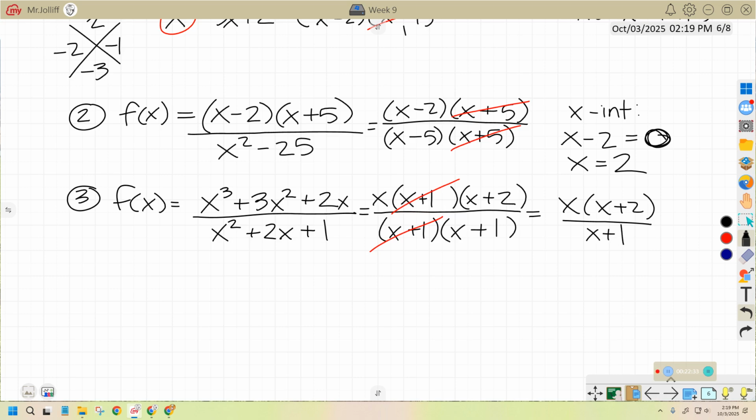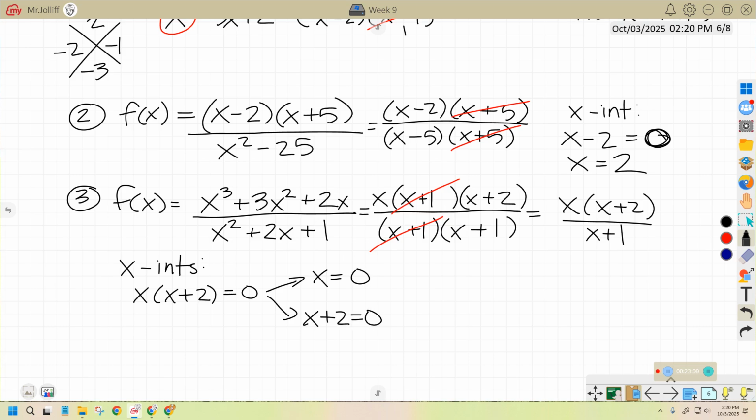I want to know where my x-intercepts are. Jade, how do I figure out where my x-intercepts are? Set the numerator equal to 0. Very good. So x times x plus 2 equals 0 tells me that x is 0 or x plus 2 is 0. Top one's already solved. X plus 2 equals 0 means x equals -2.